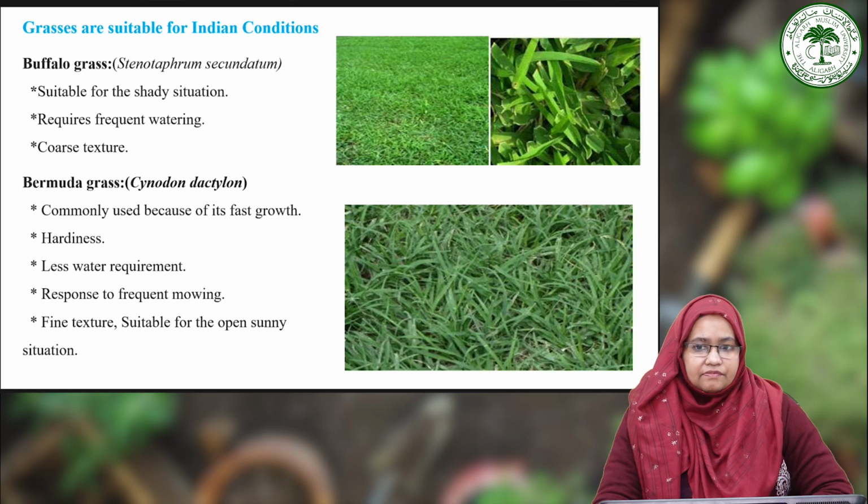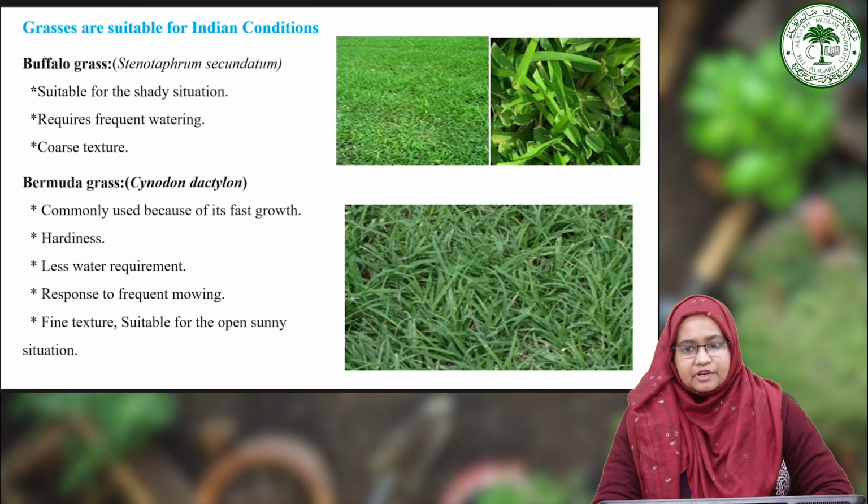The first one is buffalo grass, which is suitable for shady situations. Buffalo grass performs well in areas with limited sunlight, making it suitable for shaded locations within Indian landscapes. It requires frequent watering. This grass species typically needs regular watering to thrive, especially in hot and dry climates. It has a coarse texture which may affect its visual appeal compared to finer texture grasses. These images show the buffalo grass growing as a lawn.